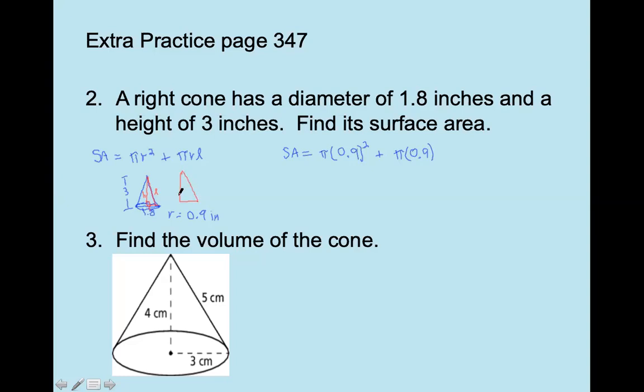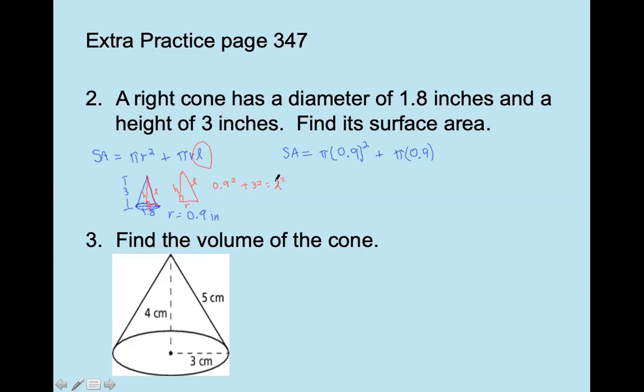So again, in this cone, this is the radius, this is the height, and this is the slant height. So if I'm trying to figure out that slant height measurement, I can use the Pythagorean theorem. I know my radius is 0.9, so I have 0.9 squared plus the height squared, which is 3, so plus 3 squared, equals the slant height squared.